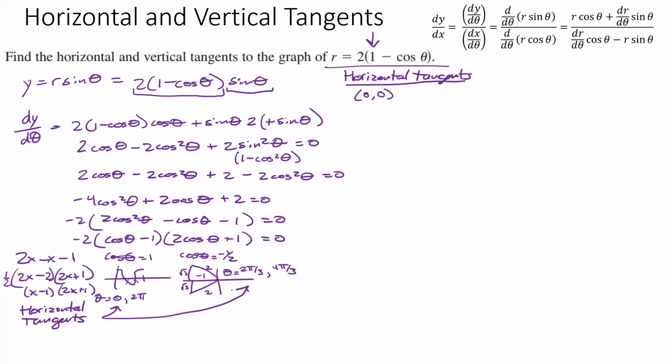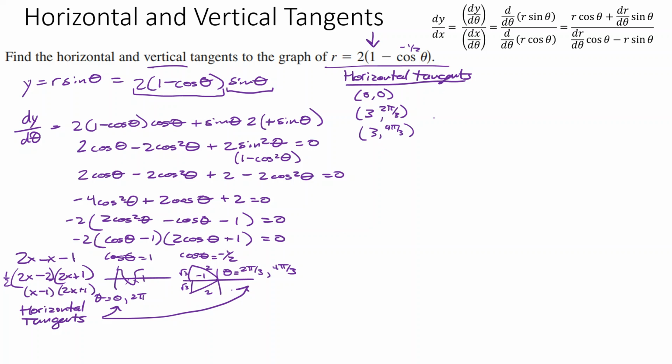If I plug in 2 pi, I'm back around there again. So let's see, if I do 2 pi over 3, there's my theta. What's r going to be? Cosine of 2 pi over 3 is negative 1/2, so I'm going to get plus 1/2 here. So 3/2 times 2 is just going to be 3. And it's going to be the same thing for 4 pi over 3, because we get the same cosine value. All right, so there's our horizontal tangents.